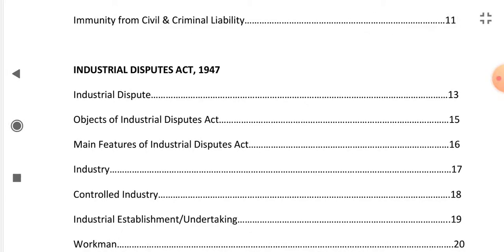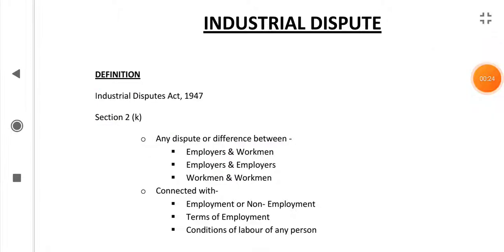Now we will start Industrial Disputes Act 1947. In it we will cover industrial dispute, page number 13. Industrial dispute. Okay, so what is the definition of industrial dispute?